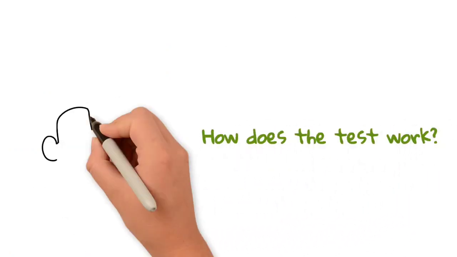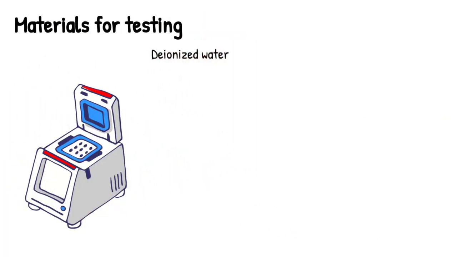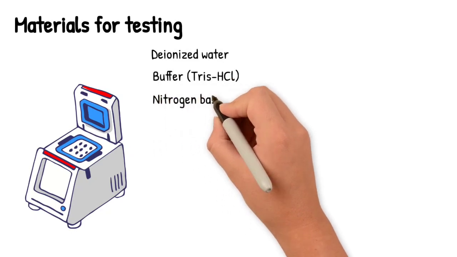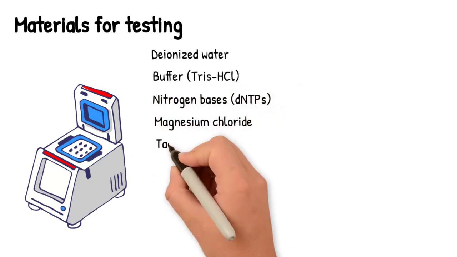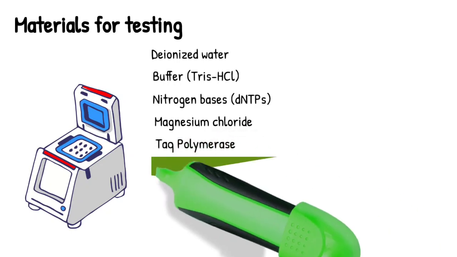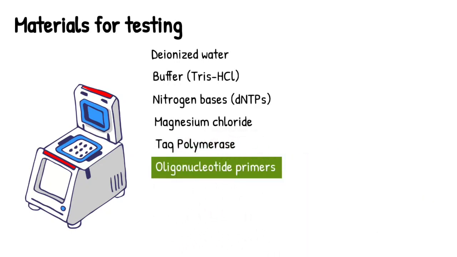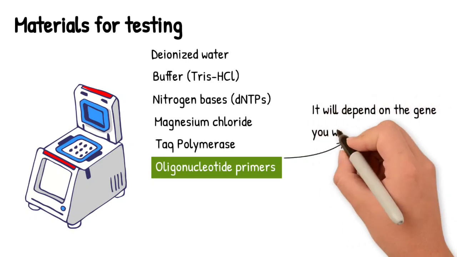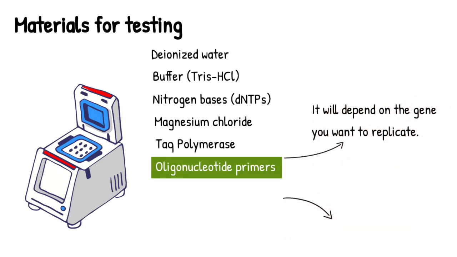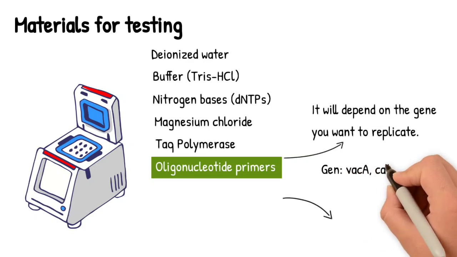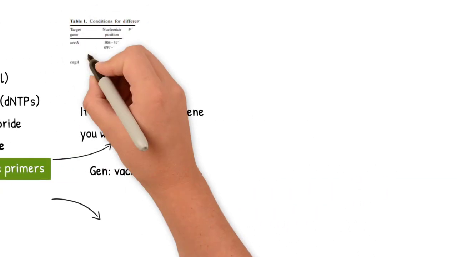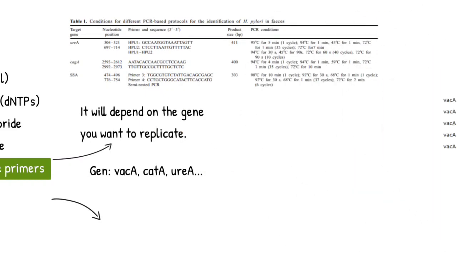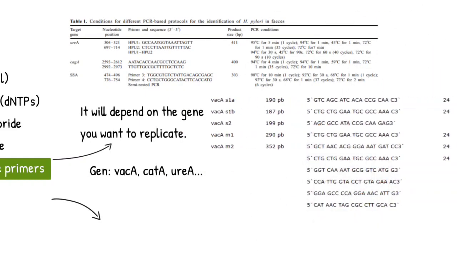And how does the test work? It is necessary deionized water, a buffer, nitrogen bases, magnesium chloride, and a Taq polymerase. Primers will vary depending on the sample to be analyzed, since it can be done from the genes PEG-A, CAT-A, URA, etc. Some examples of primers and their sequence are seen in the following tables.